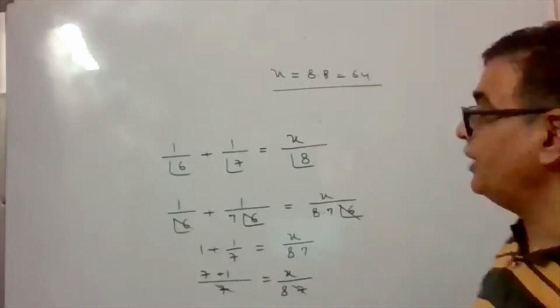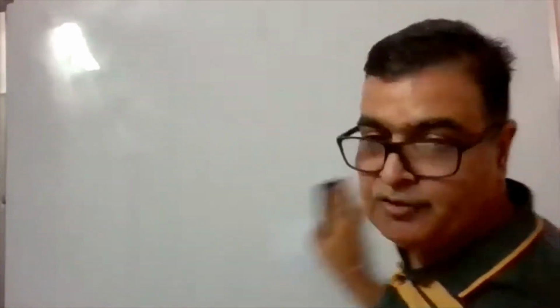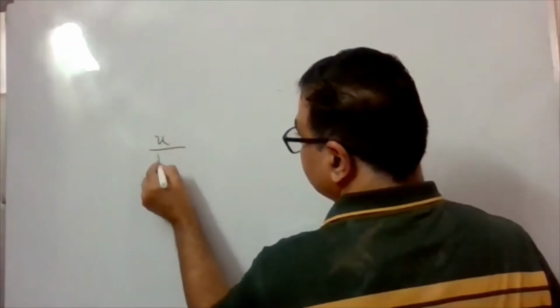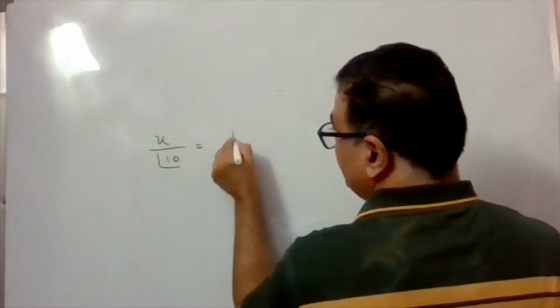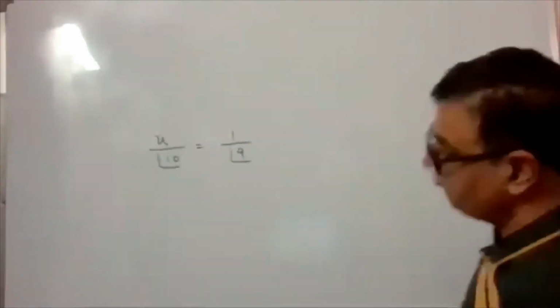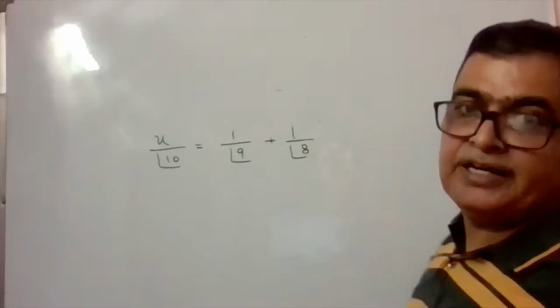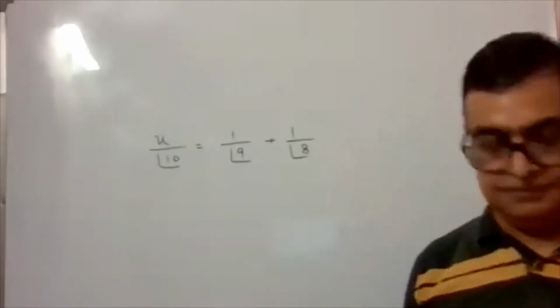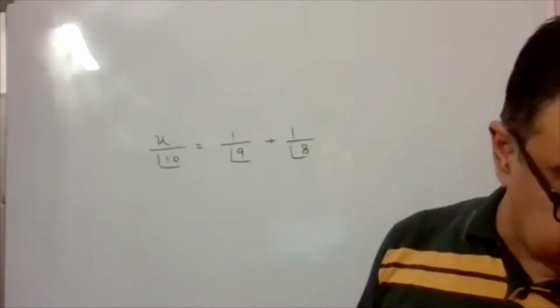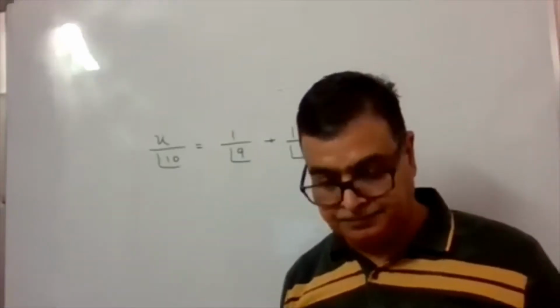One more question you try, please. X by factorial 10 is 1 by factorial 9 plus 1 by factorial 8. My question is, find out what should be x here.